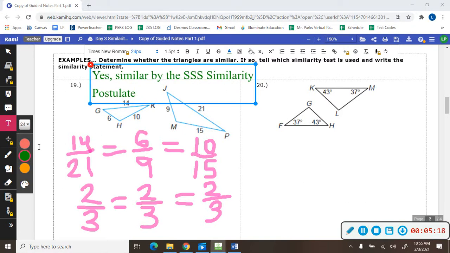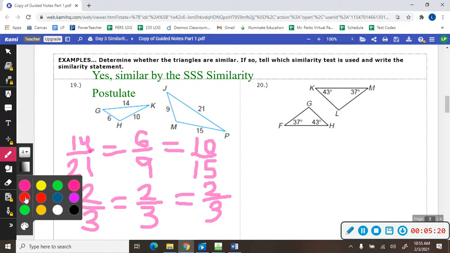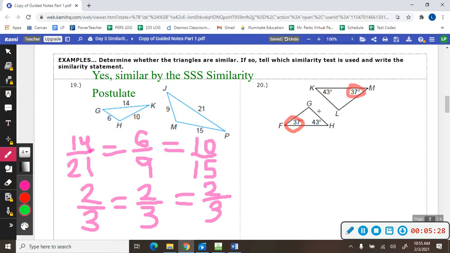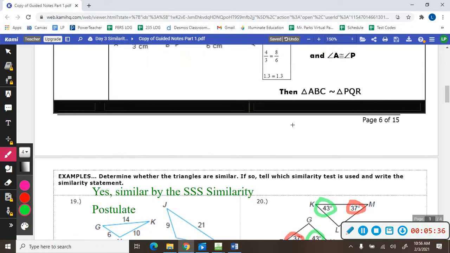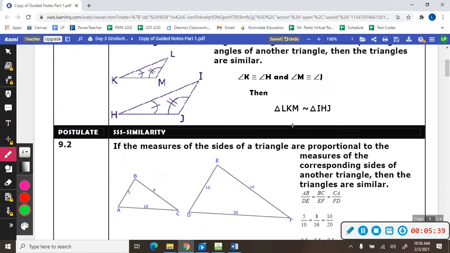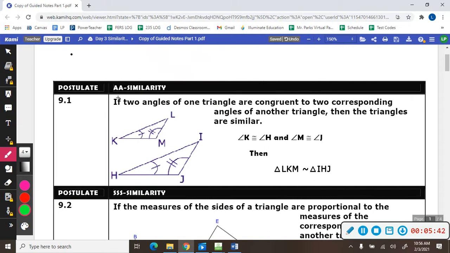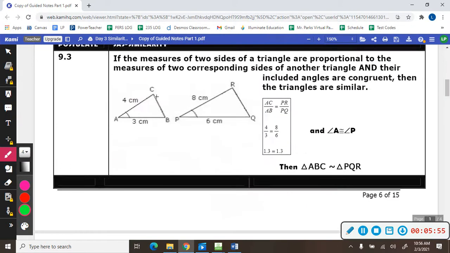Okay, on number 20, we see that we have 37 and 37. We also see that we have 43 and 43. So two of the angles are congruent. So we could go back up here and find the one that says two angles. So if two angles of one triangle are congruent to two corresponding angles of another triangle, then the triangles are similar. So then I could say that yes, by the AA similarity postulate, these triangles are similar.